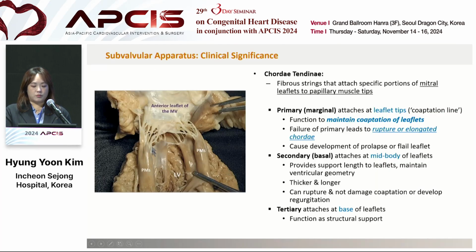And there's also the subvalvular apparatus, like the chordae and papillary muscle. The chordae connect the valve to the papillary muscle tips. There's some classification like primary, secondary, and tertiary. The primary chordae are attached to the leaflet tips, and they maintain the coaptation of the leaflets. So failure of this type of chordae leads to rupture or elongated chordae.